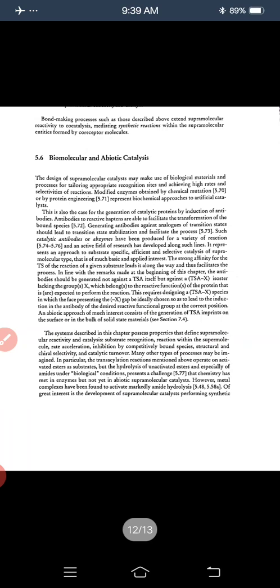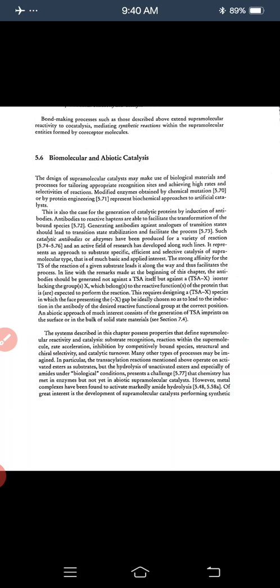This is also the case for the generation of catalytic proteins by induction of antibodies. Antibodies to reactive haptens are able to facilitate the transformation of the bound species. Generating antibodies against analogs of the transition state should lead to transition state stabilization and facilitate the process. Such catalytic antibodies or abzymes have been produced for a variety of reactions.